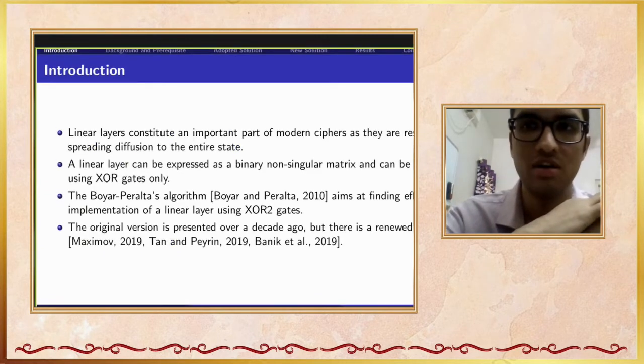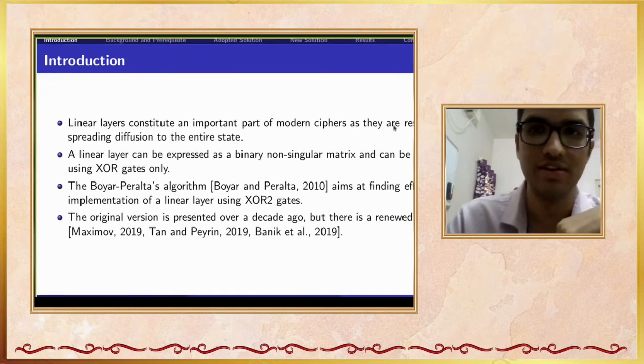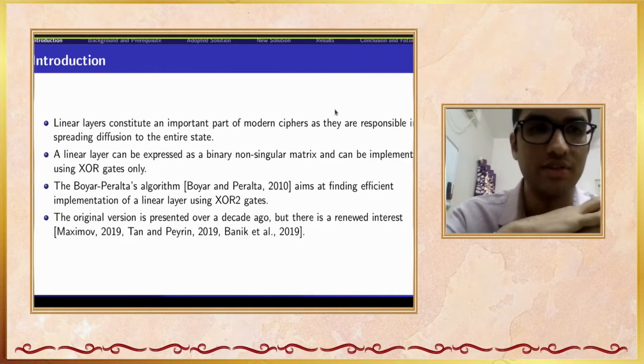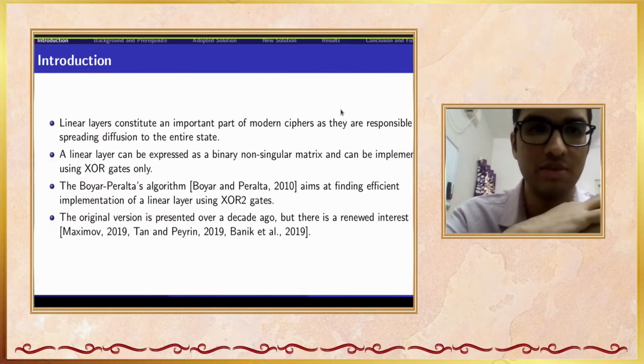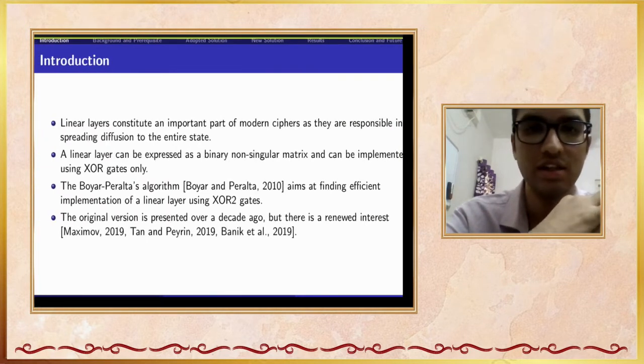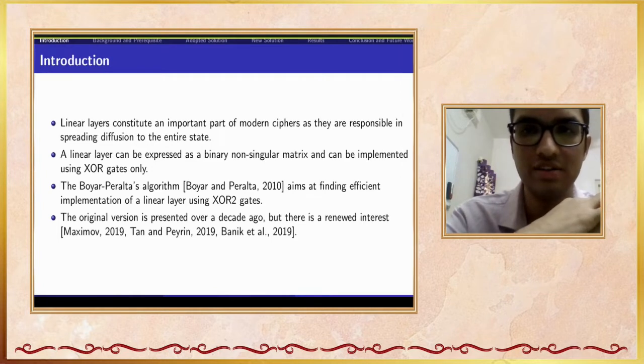The linear layer is an important component of the modern-day cipher since it is responsible for spreading diffusion to the entire state. For example, in the AES block cipher, the MixColumns operation is one of the primary sources of diffusion. These linear layers can be expressed as binary, non-singular matrices and can be implemented using XOR gates only.